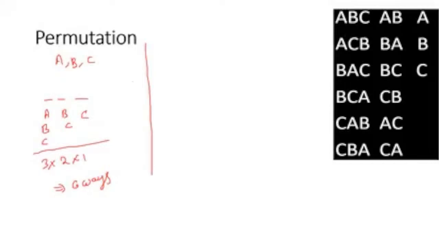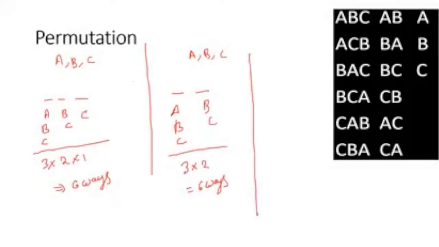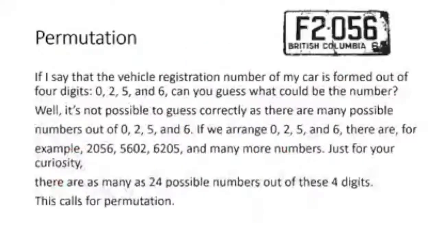Suppose in A, B, C, I want to do only two elements arrangement. For the first priority I can pick any of the three elements, then for the second, 3 into 2, which is 6 ways. For the last one, I have only one element selection. So combination or permutation, both will give the same result for this. I hope everyone is clear with the meaning of permutation. Now we can see some basic examples on it.